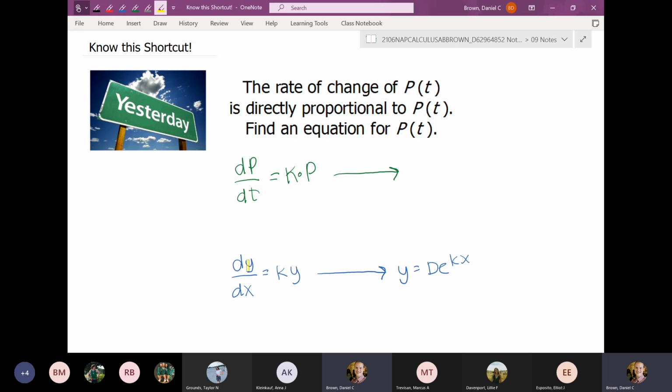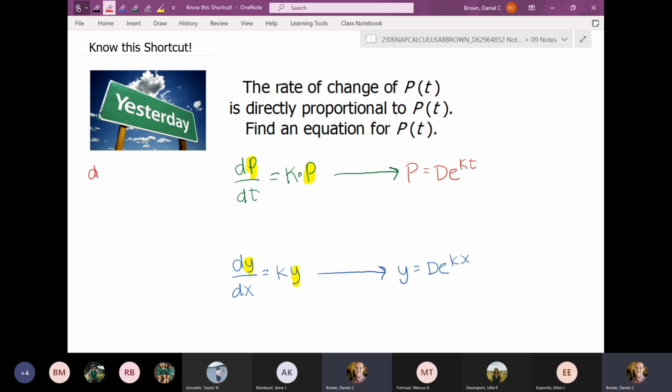How do I know that? We have this dy, and this is ky. Same over here, we have the dP, and it's k times P. So we can quickly, without having to really do calculus, jump straight to P is equal to some new constant, C e to the kt, and I'm going to use t instead of x. Again, that is memorized. That is a shortcut.